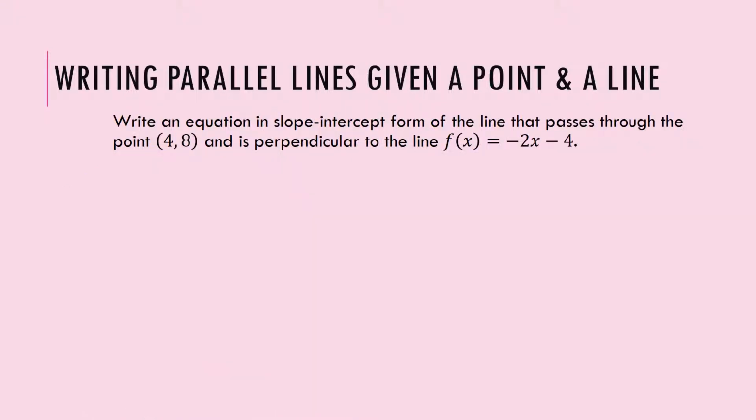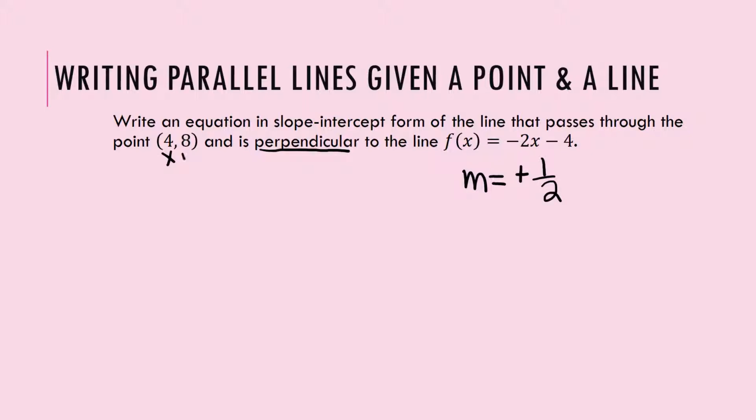Okay, example number 3, I'm going to solve it just like I did example number 1. I'm going to use just slope-intercept form. So I need to write an equation in slope-intercept form in the end of a line that passes through the point 4, 8 and is perpendicular to the line negative 2x minus 4. Perpendicular means opposite sign. So since this is negative, I want a positive. And then the reciprocal number. So the reciprocal number to 2 would be 1/2. That's what my m is going to be.